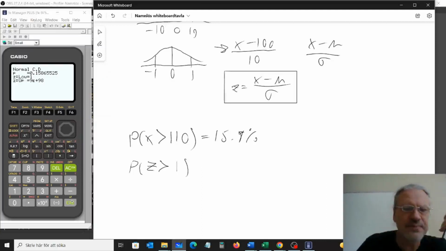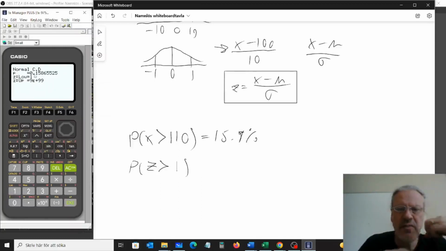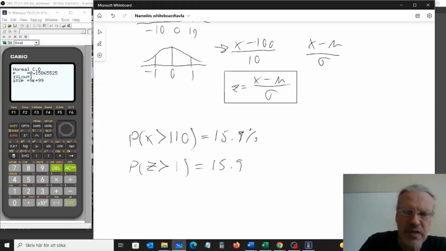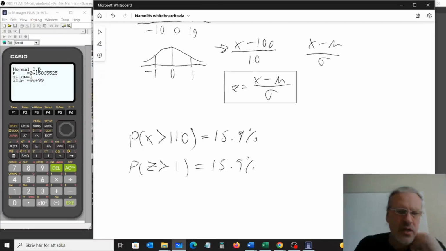And let's try that. So I now go in here, and my lower value is 1. The upper value is something very big. Our standard deviation is 1. Our average is 0. We calculate, and we get exactly the same percentage. So we can see that this calculation works with both of them, 15.9% in all calculations. If you do this transformation, you will get the same result.